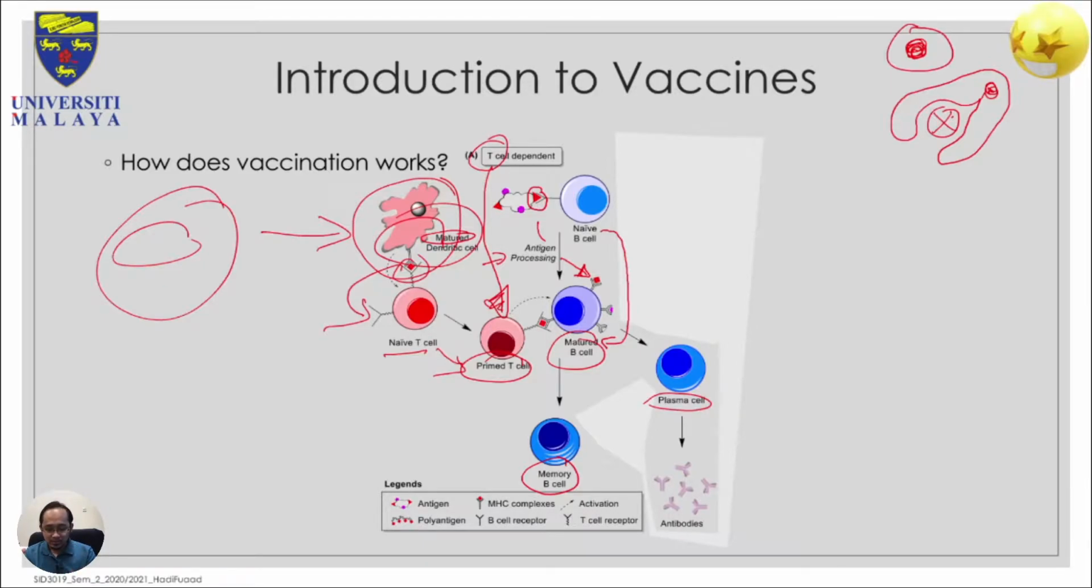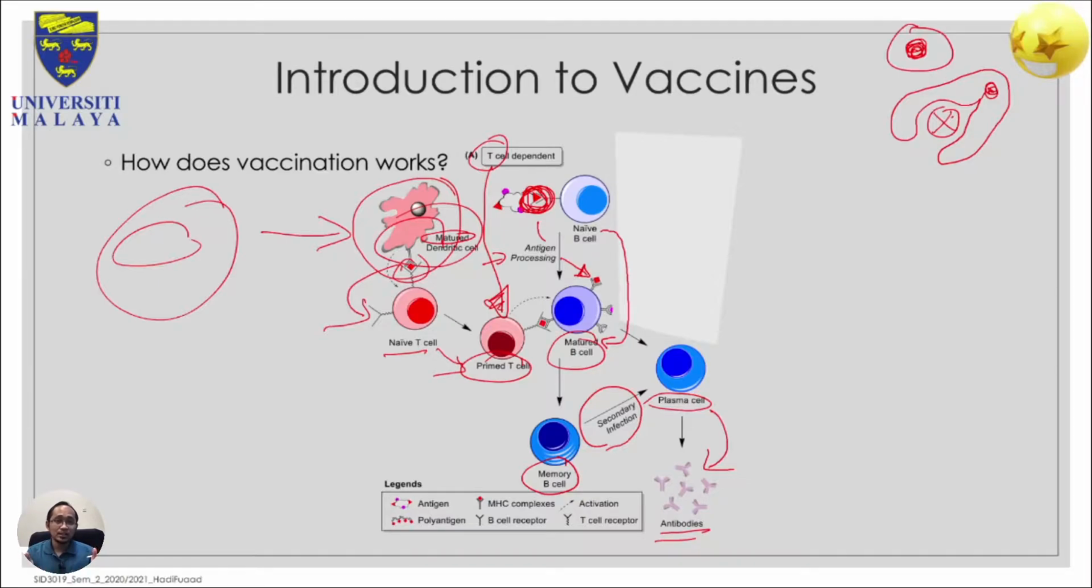A memory B cell, well, the word memory should tell you something. It memorizes this particular antigen, so that in the future, if the memory cells encounter a similar foreign object, they can quickly produce plasma cells. And the function of plasma cells, voila, is producing antibodies. So this is the pathway from a foreign object, bacteria or viruses, until the production of antibodies.